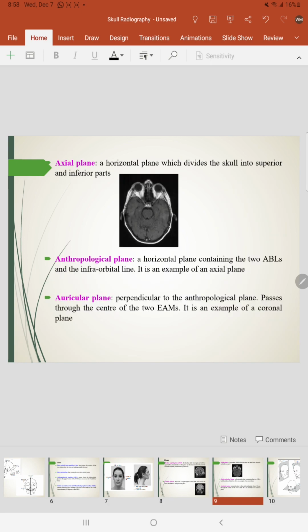Next one, axial plane. A horizontal plane which divides the skull into superior and inferior parts. It means superior and inferior parts, up and down. Then anthropological plane. A horizontal plane containing the two ABLs and the infraorbital line. It is an example of an axial plane. It is also an example of the axial plane. Then auricular plane. Perpendicular to the anthropological plane, passes through the center of the two EAMs. It is an example of the coronal plane.